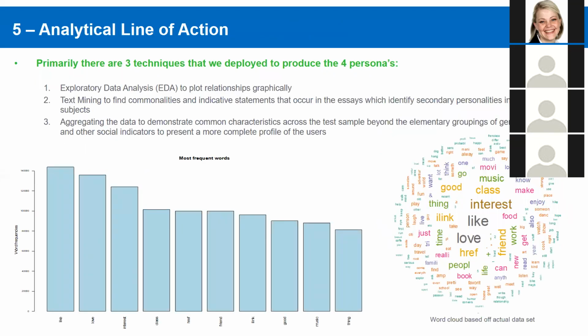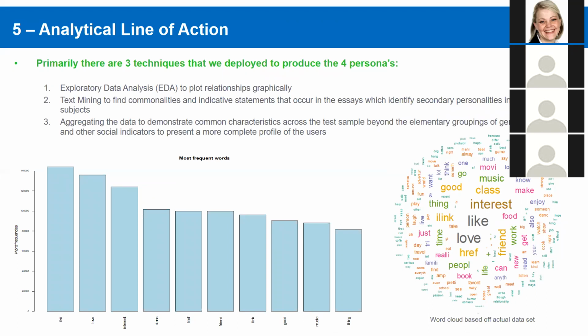So we used 3 analytical techniques to produce the 4 personas. The first technique that we used was an exploratory data analysis to see what trends appear from within our data set. The second one was text mining. So what we did was we picked up the raw data that was provided by the users in the form of essays and produce all the insights that we could from all the different trends that was appearing from all the words that we saw.